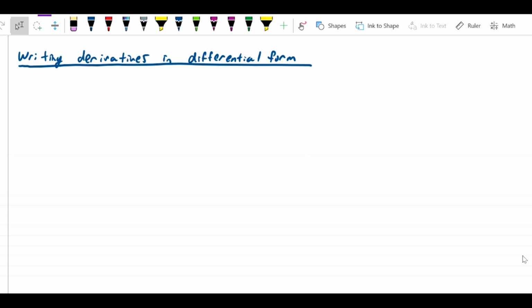One of the topics that comes up in this section is writing derivatives in differential form. This is a topic that's probably a lot less difficult than its name makes it sound. Let me just show you what's going on here.